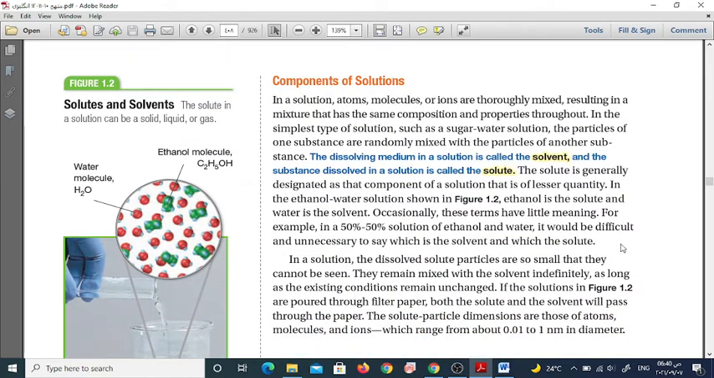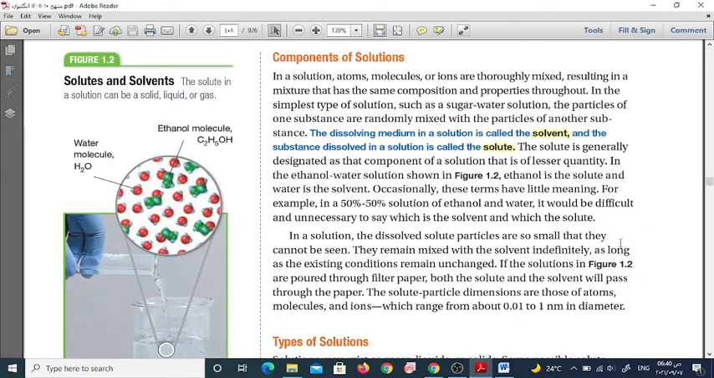Okay, here we have a solution. A solution generally consists of solvent and solute. The dissolving medium in a solution is called the solvent. For example, when we have water and salt, water is the solvent, salt is the solute. So we can define the solute as the substance that gets dissolved in a solvent to make a solution.